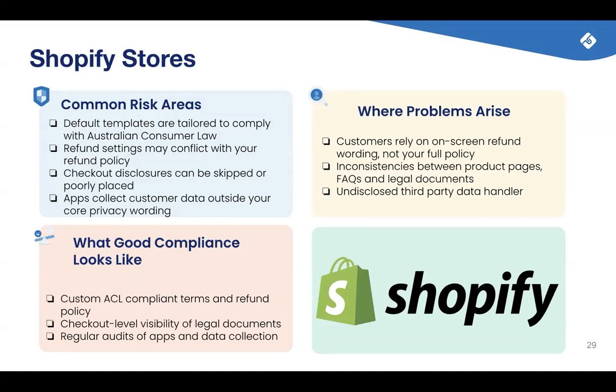So what good compliance will look like is when there are custom Australian consumer law compliant terms and refund policy. Checkout-level visibility of your legal documents, such as your terms of sale and privacy policy. If you have a standalone refund policy, you can include that too. And we really recommend that you conduct a regular audit of the apps and data collection. Just make sure that from time to time, you do a check and make sure that their terms are aligned with yours, and review their data collection terms to see whether they are in contravention of Australian law or whether there are any issues surrounding that.